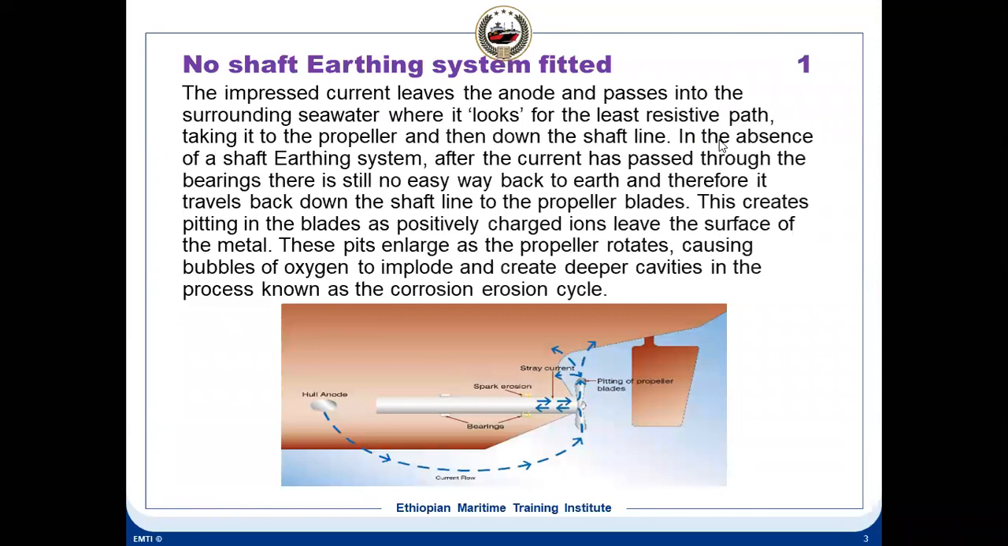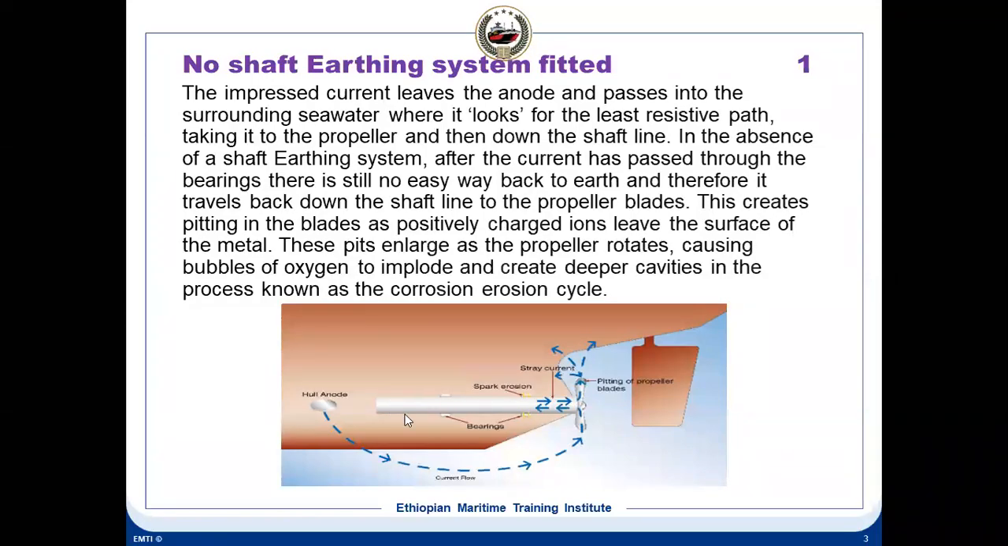So in this case, the current which is flowing, you can see from the impressed current, leaves from the anode, and from the sacrificial anode also the current can flow. This current can flow through the seawater, and it can get onto the shaft, because this is the easiest low resistive path. Through the propeller, it can get into the shaft. The impressed current leaves the anode, passes into the surrounding seawater, where it looks for the least resistive path, taking it to the propeller side and then down to the shaft line.